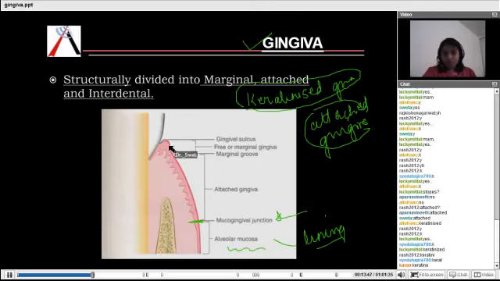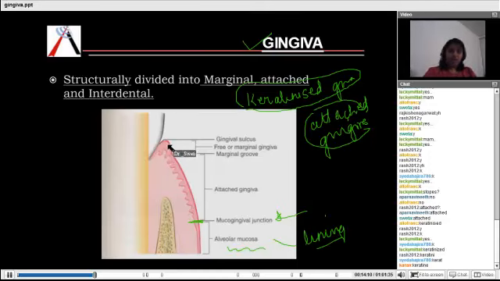Here we saw the marginal gingiva, and there is one demarcation which we can see, which can differentiate between marginal and the attached gingiva. This demarcation is called the free gingival groove. Now, there are a lot of hypotheses about why we have this free gingival groove.